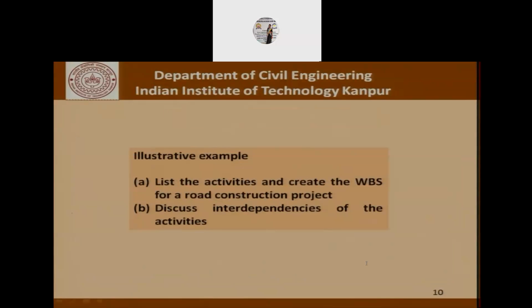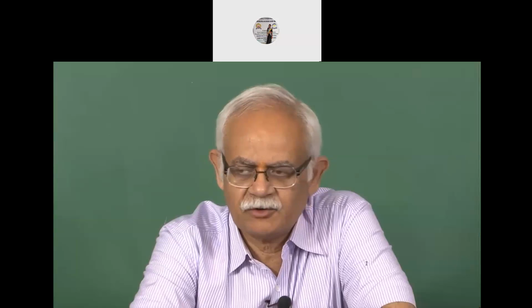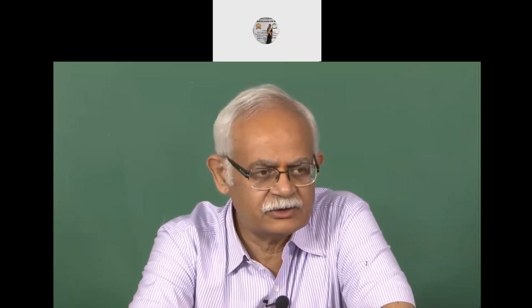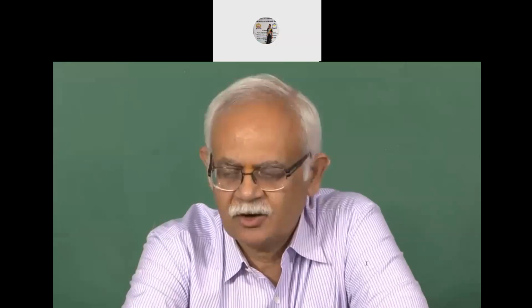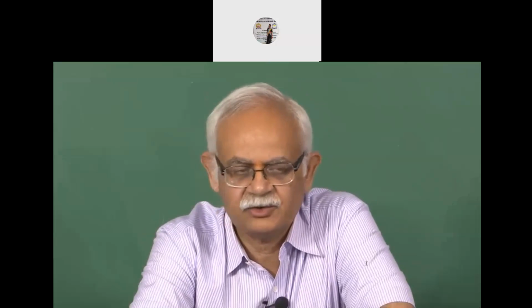Now let's try to see what a work breakdown structure really means through an illustrative example where we are asked to list the activities and create the WBS for a road construction project and also discuss the interdependencies of the activities. So what we are talking about is a project where a road construction has to be carried out. And what we will try to do is to break down this project into activities. Of course, we'll stop way short of a final breakdown structure, but I think you will have some idea about it.